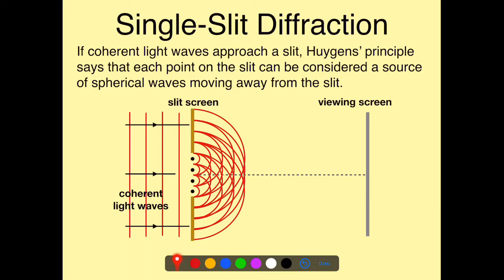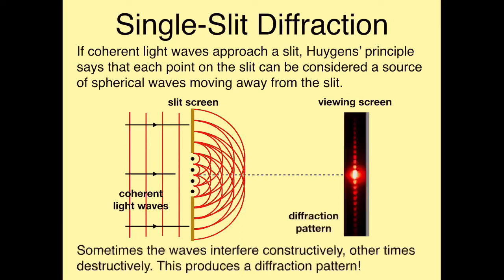That what we have are different sources of waves. Depending on where we are on the screen, those different waves can interfere, sometimes constructively and other times destructively, okay? That produces a pattern of light on the screen, which we call our diffraction pattern. And it looks in a lot of ways to be similar to the double slit interference pattern from the previous chapter, but there are some differences when you actually look at the details.